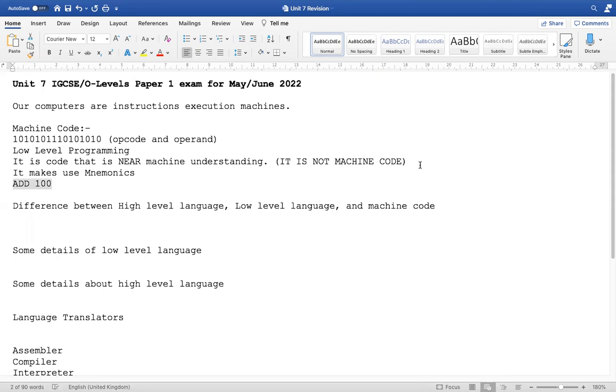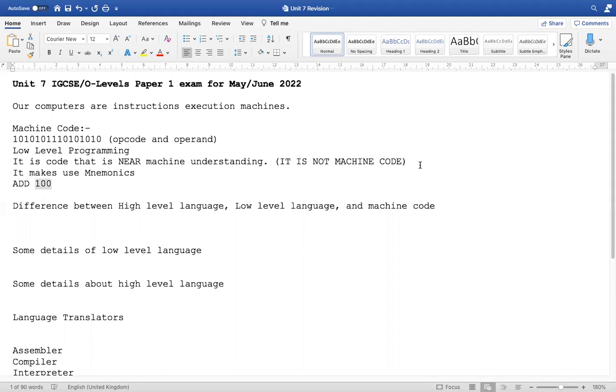Now, as you can see here, this word, this is what a mnemonic is. If I look at this word, it makes some sense to me, so it is understandable by me. But what this 100 means is that it is actually an address in my memory location from where I want to load some data, and I want to add the contents of which to the ACC.